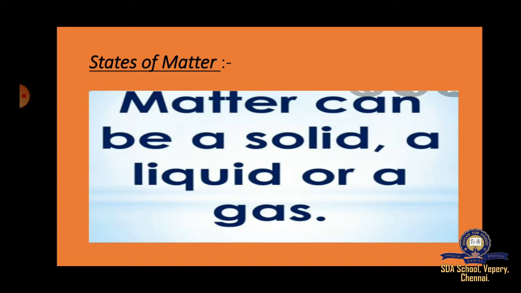What I said, matter, anything we see and touch is made up of matter. And anything that occupies space and has mass, that is weight, is called matter. Matter can be a solid, a liquid or a gas. Now we'll see what is solid.